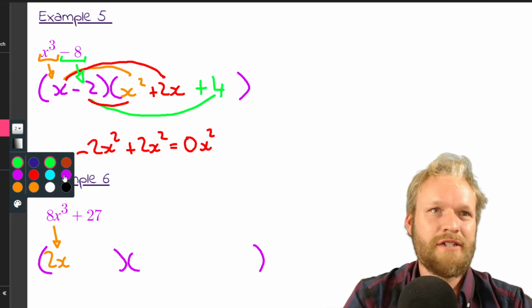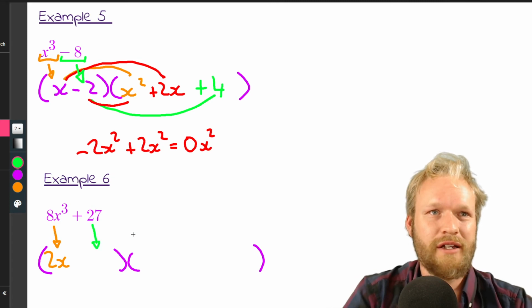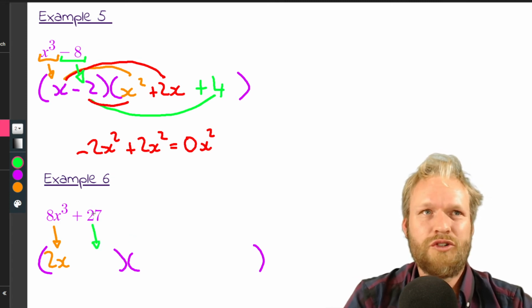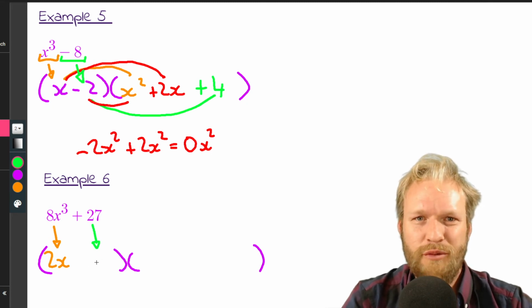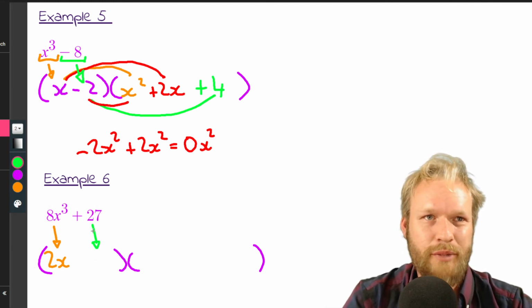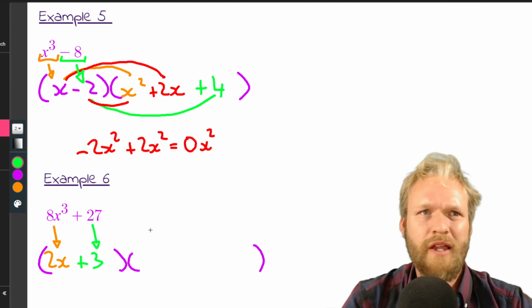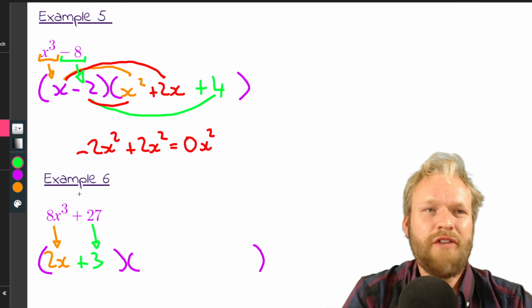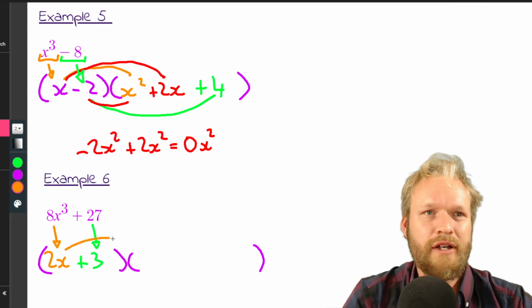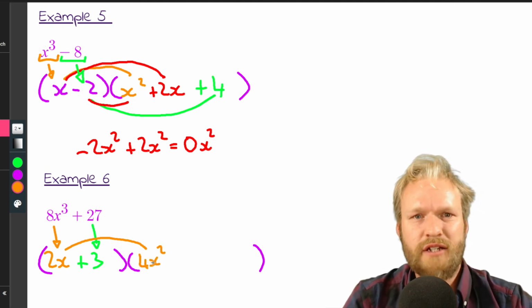Okay. Second term in this bracket here. Well, 27, for this one we took the cube root. So what's the second term going to be? Well, it's positive 3. That seems to work nicely. And then we do everything as we did before. Well, 2x times what gives us 8x cubed? Well, it must be 4x squared. 2 times 4 is 8. x times x squared is x cubed.